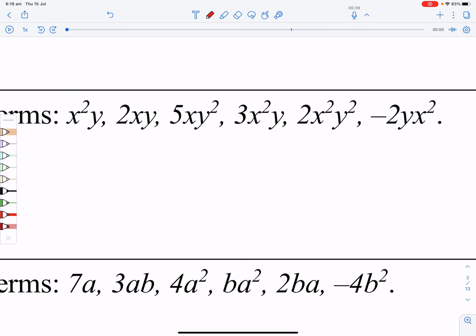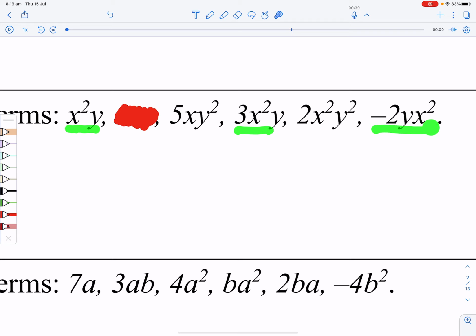And we've got 1, 2, 3, 4, 5, 6 terms in total. And we need to decide which terms are the same. Well, immediately, let's not even think about the 2xy there, because everything else looks like it has squareds. And here you've got x squared y. Here you've got x squared y. And here you've got x squared y.